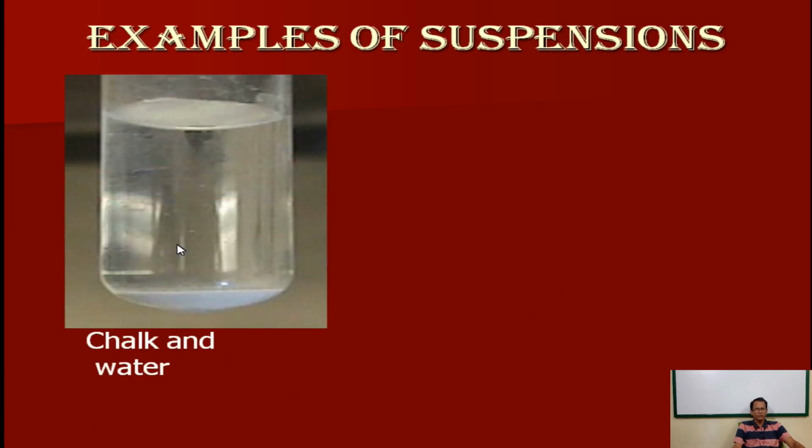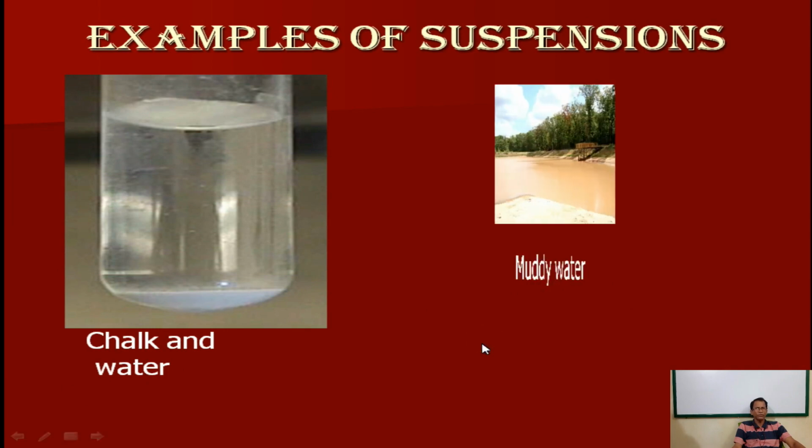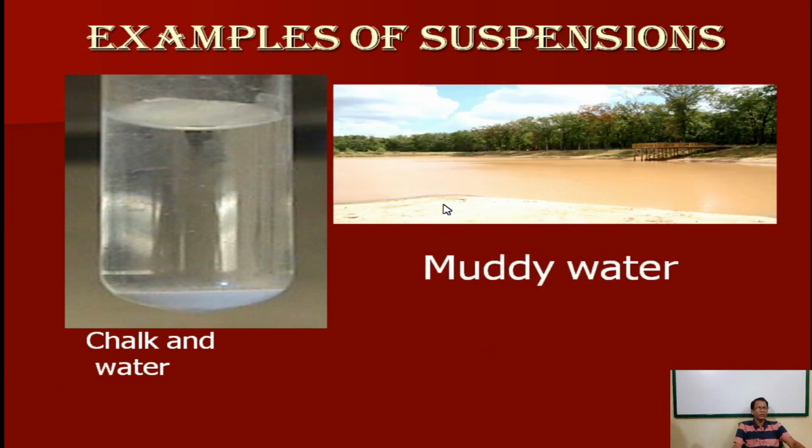What are the examples of suspension? You see chalk and water. Chalk particles settle down and are visible. And in muddy water, all the mud settles down at the bottom. Muddy water is a suspension. So these are the examples of suspension.